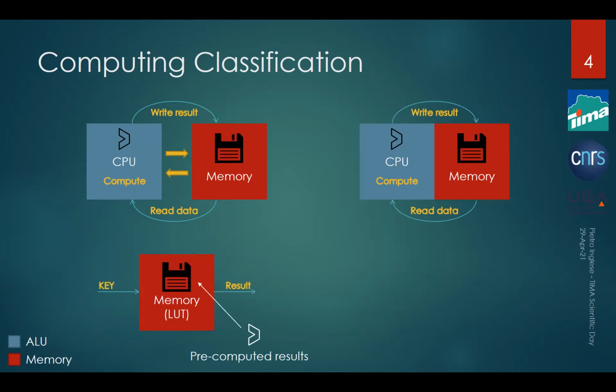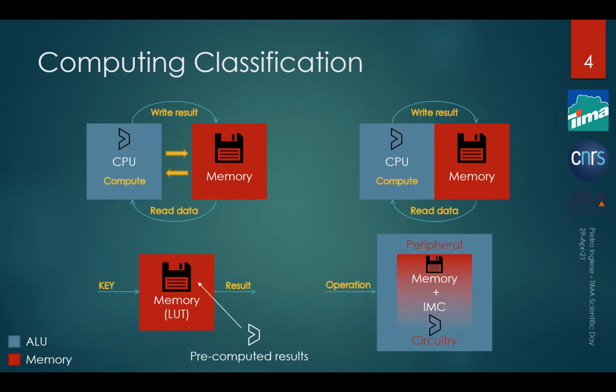Another way could be to directly pre-compute the results with the CPU, save them in a lookup table in the memory, and then retrieve them just with the use of a key, therefore making the computation itself not necessary at that moment, since the results will be pre-computed. This is called computation via lookup table.